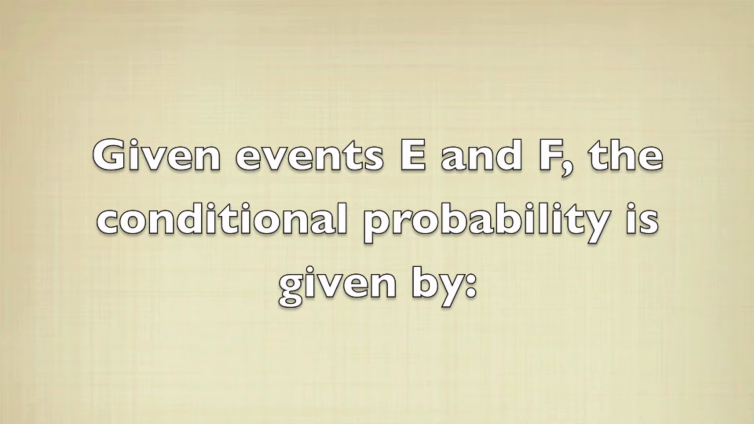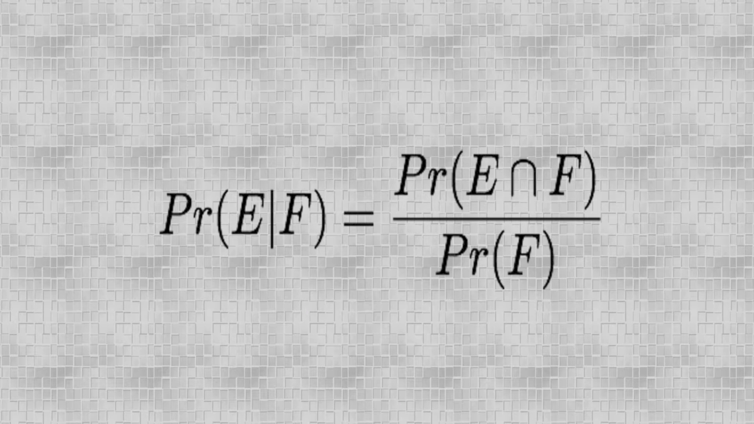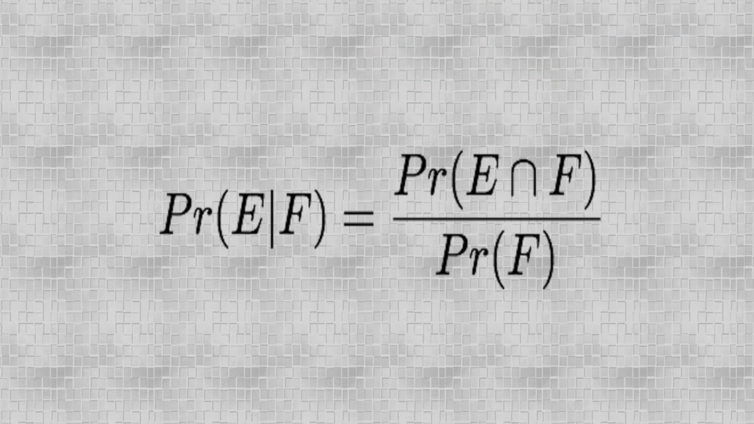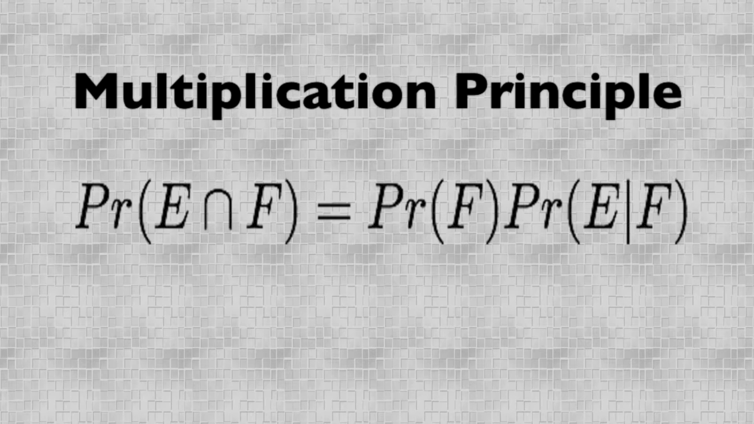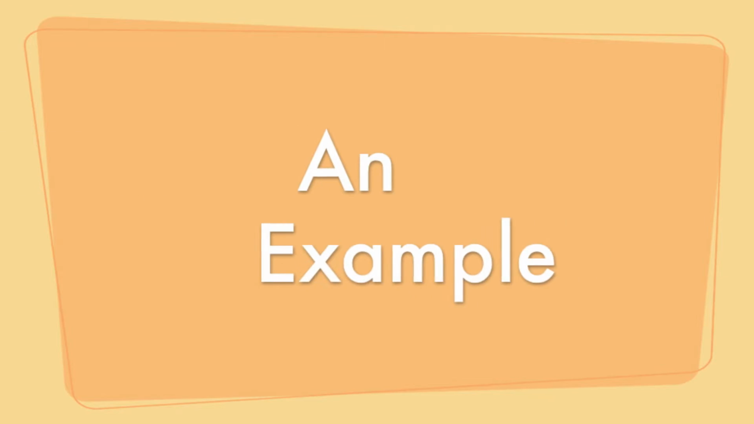We've already seen the definition for conditional probability. It's given by this fraction here. If we take this expression and simplify it, we end up with a very useful principle. Multiply both sides by the probability of F, and we get this principle, which says the probability of E and F happening is the probability of F times the probability of E given that F already happened. This allows us to calculate multi-step problems fairly simply.